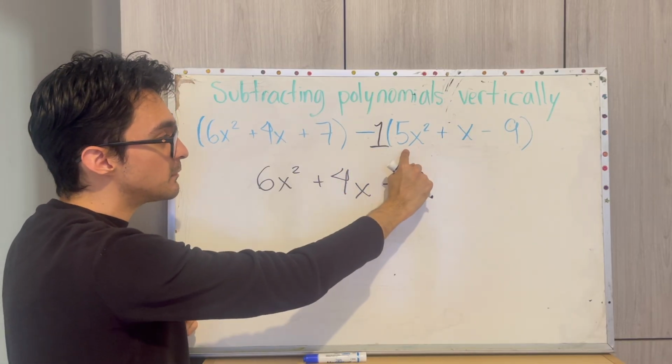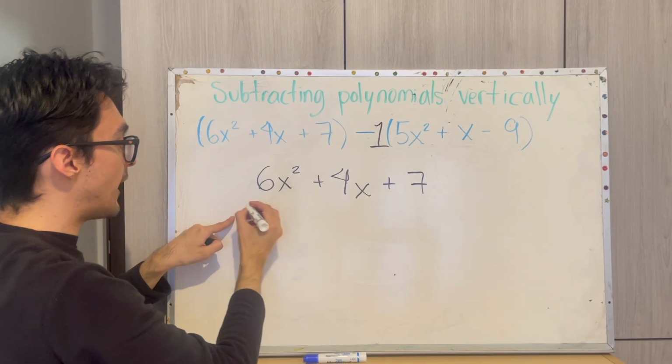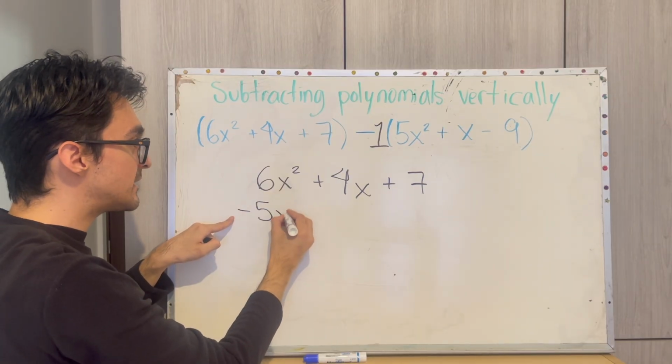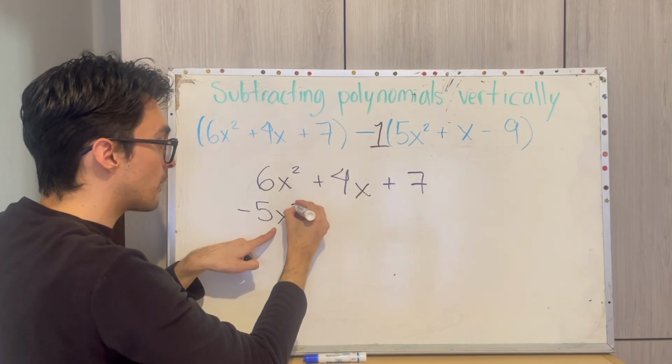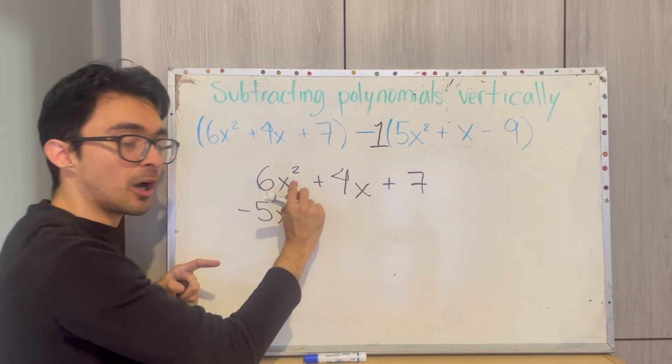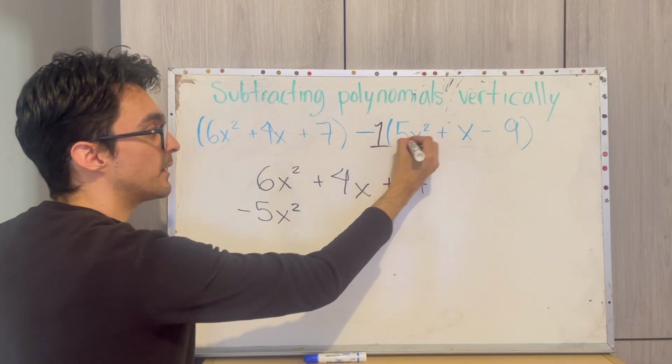Negative 1 times 5 will result in a negative 5. So I'm going to place the negative 5 right there along with the variable x and also the power. Notice how this and these are like terms. I go ahead. This is done.